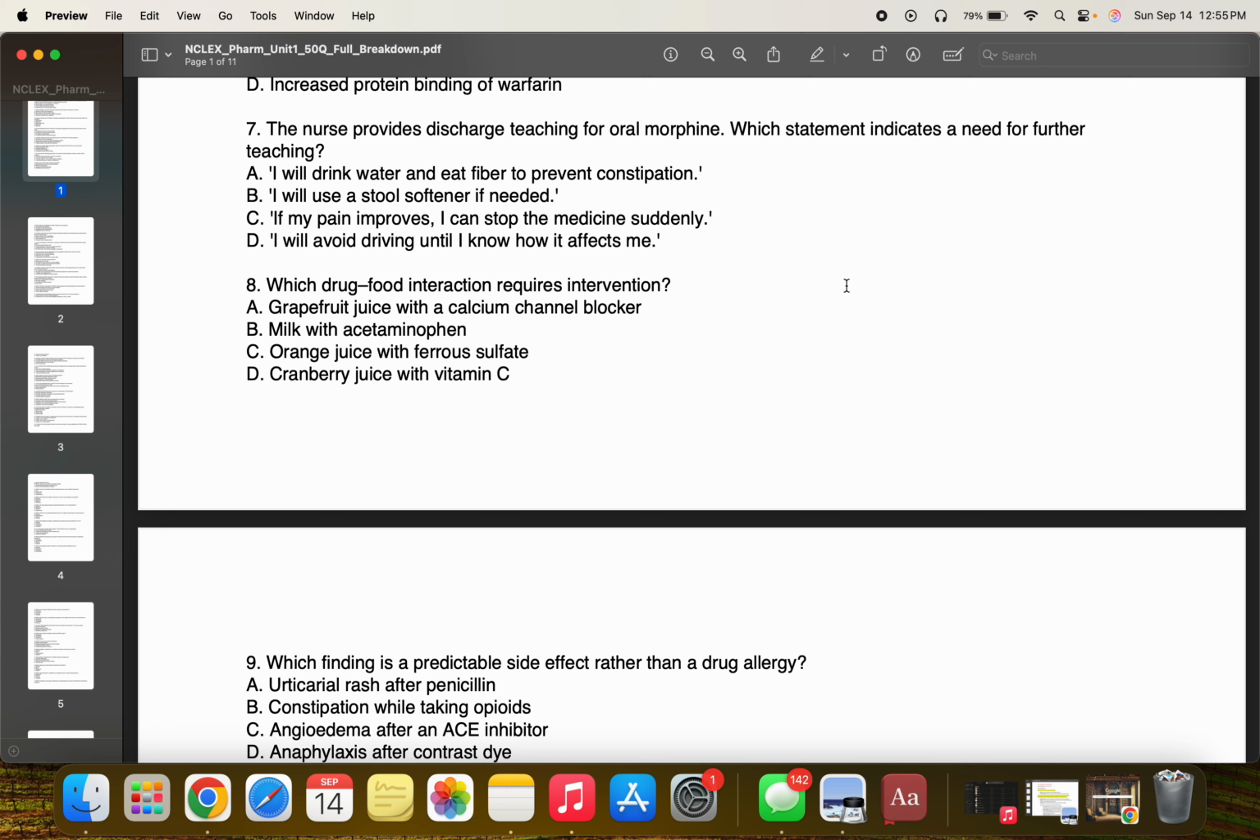Grapefruit juice with a calcium channel blocker. It doesn't affect all medicine. It does not affect benzos. It does not affect opioids, but grapefruit does affect some things. One of those things is a calcium channel blocker.